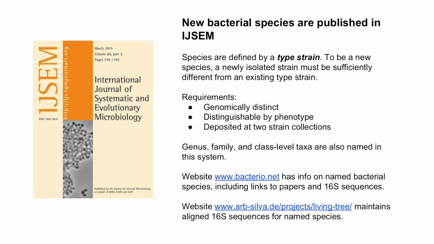And so new bacterial species are published every month in this journal. They have to be genomically distinct from existing species. Their names are determined by making those phylogenetic trees and observing where they're placed. If they're placed within an existing genus phylogenetically, then they get that genus name. If they're outside, they get a new name.